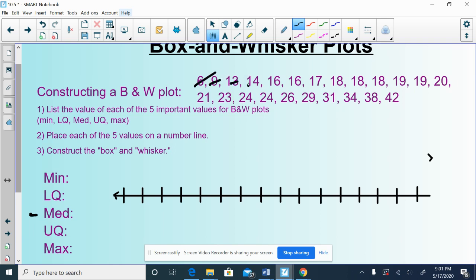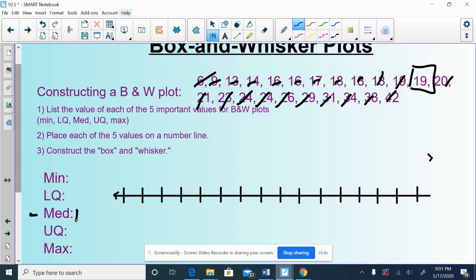1, 2, 3, 4, 5, 6, 7, 8, 9. I'm going to cross off 9 on the lower half. Then 1, 2, 3, 4, 5, 6, 7, 8, 9. Looks like 19 is the median age.